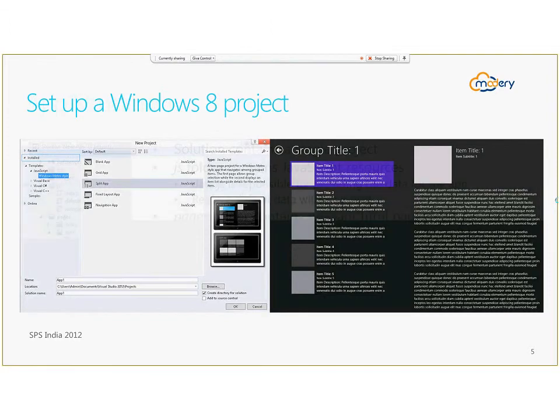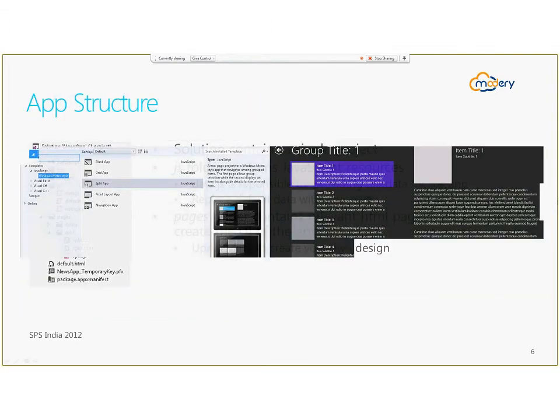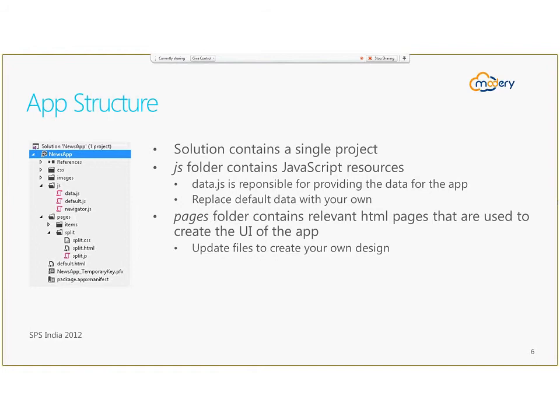When you create your first Windows 8 project, you will see the following structure here in Visual Studio. You see a CSS folder, images folder, JS folder, pages folder. It's really nothing fancy. They do what they're saying. So you've got your HTML files in the pages folder. You've got your JavaScript files in the JS folder, images and CSS respectively.